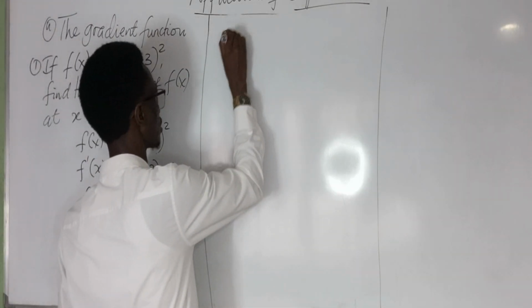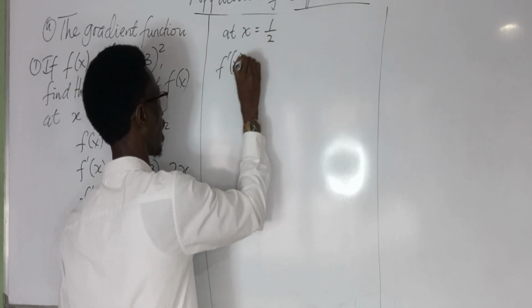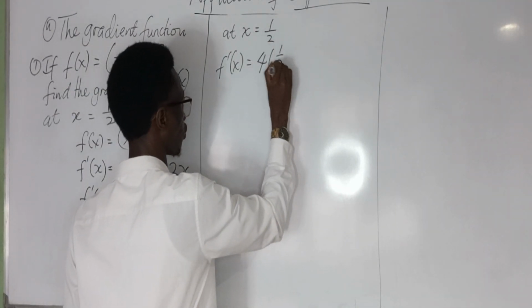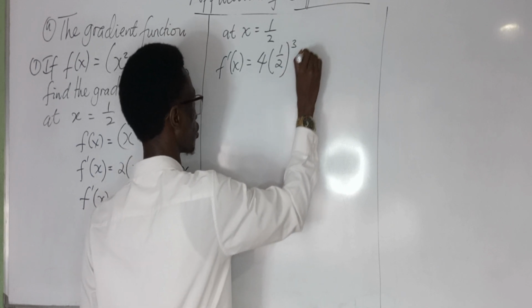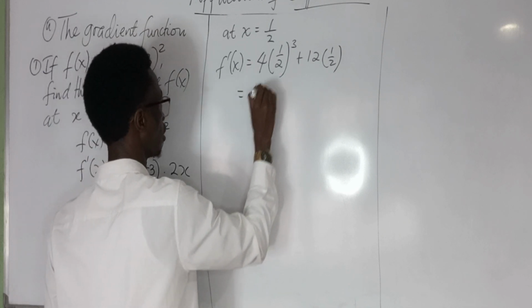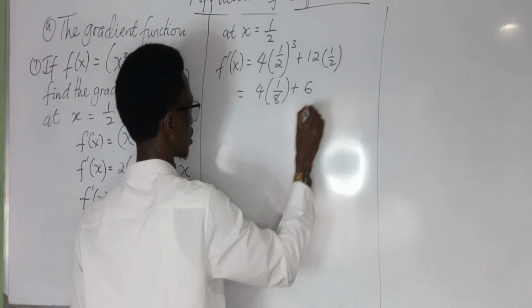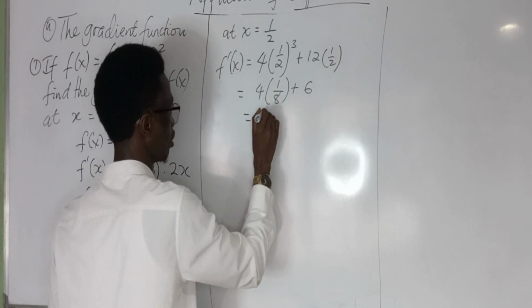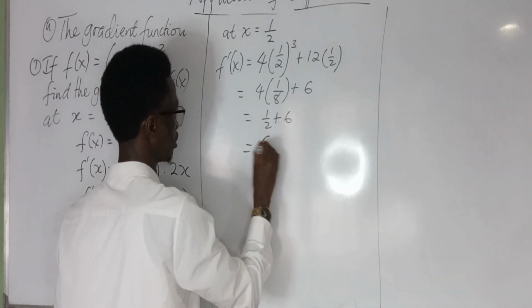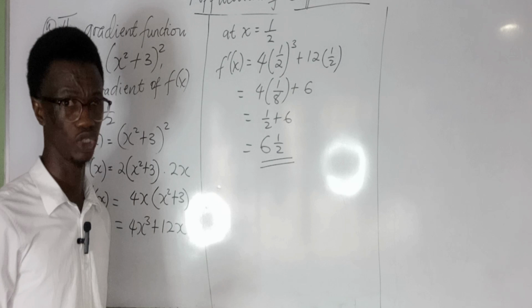Okay, so at x equals half, f prime of x becomes, wherever you see x, 4 into 1 over 2 all raised to the power 3, plus 12 into half. So this becomes 4 into 1 over 8 plus, and this becomes 6. Okay, so this will give you half plus 6, which is 6 and a half, which becomes your solution.